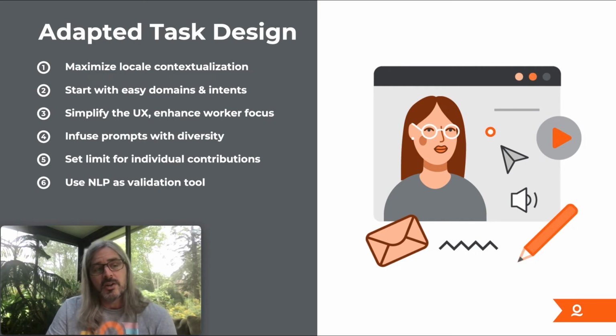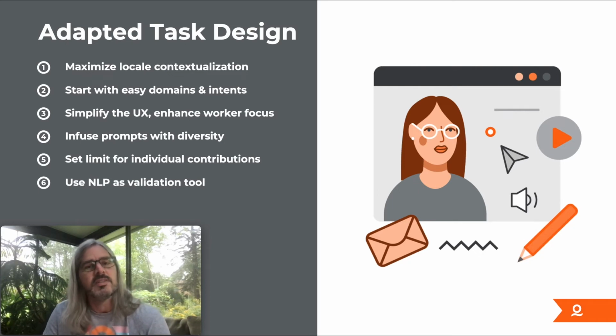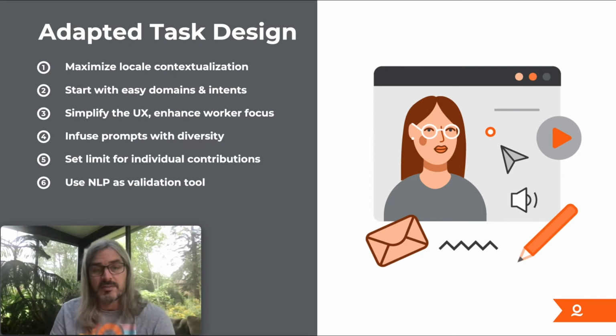Number two there is starting with easy domains and intents. It's not easy for people to imagine what they might do in a given scenario, and in particular to imagine a very diverse range of sentence structures that they might use. So if you start with easier content, it's easier for the workers to understand what you're looking for, build their skills to perform this kind of linguistic acrobatics, as I would call it, and then move them forward into more complex intents and domains.